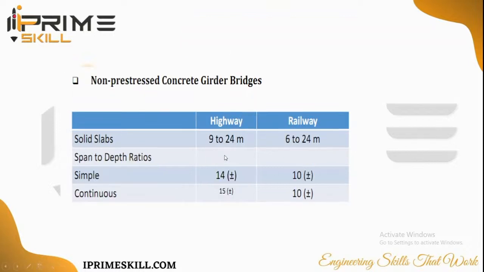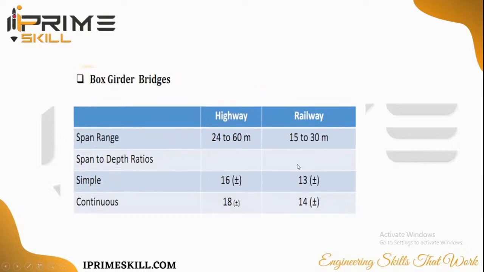We have concrete solid slabs again, and if the span is in a highway, 9 to 24 meters, you select this one, based on a span to depth ratio of 14 plus, and it should be simple. In that way you decide, there is a code for that, whether you want a box girder. When you want to use a box girder, the span range should be 24 to 60 meters. Then there is a 15 to 30 meter span range.